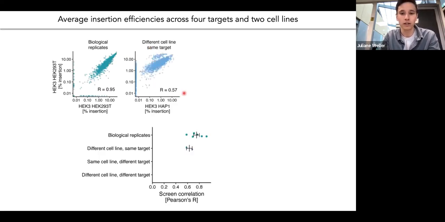And you can see that the correlation is less than for replicates. And specifically, there's an island of sequences here that stands out. And that island of sequences are short sequences. And we'll talk a little bit about those in a second as well.